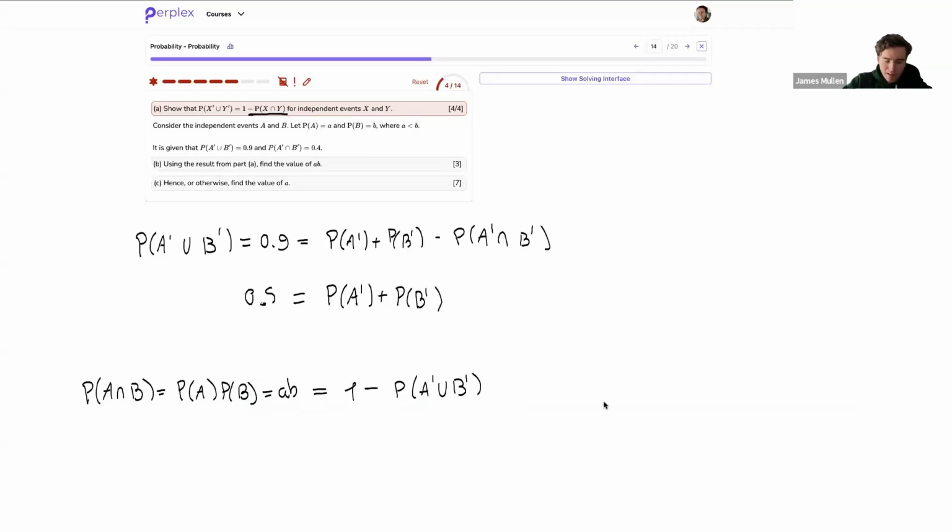So I do 1 minus the other side, okay? So I'm looking for 1 minus P of A prime union B prime, which is 1 minus 0.9, and this is just equal to 0.1. So actually, the work I was doing here is for part C. We don't need to do that yet. So AB is equal to 0.1. All right, now AB is equal to 0.1. We'll move on to part C. Let's erase this.